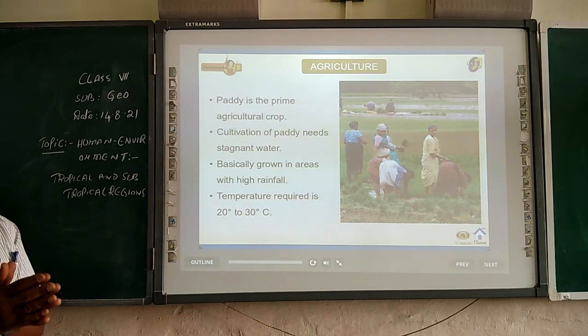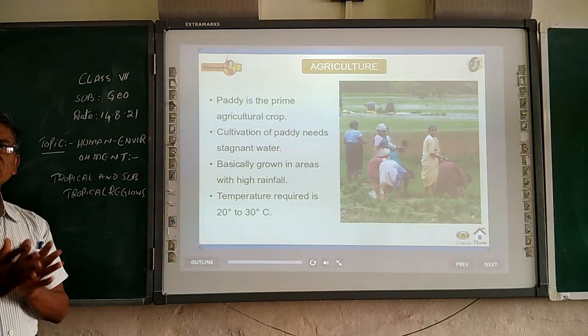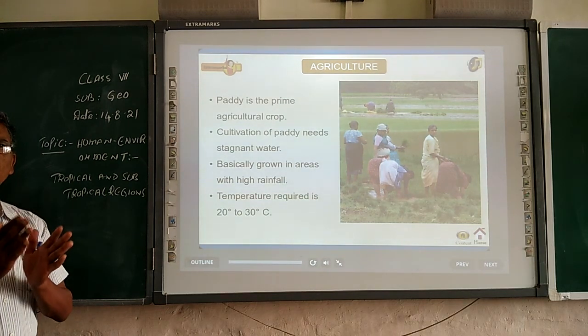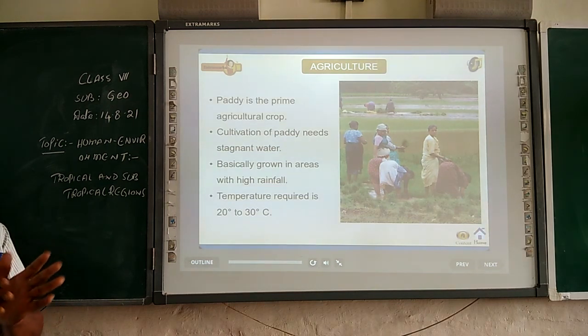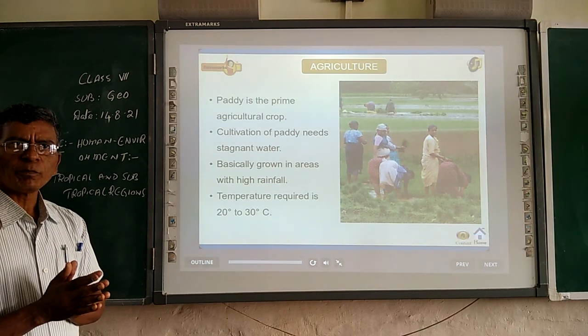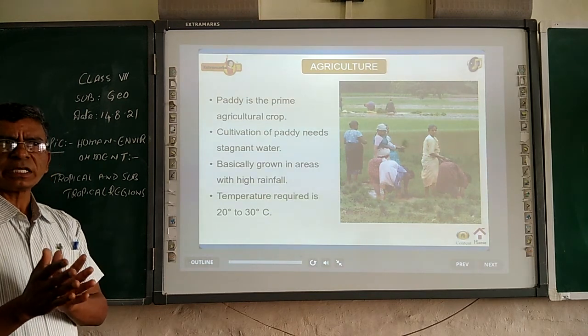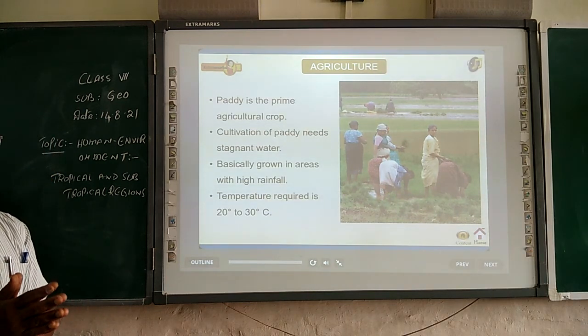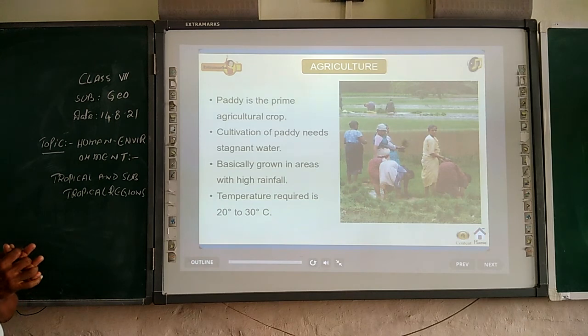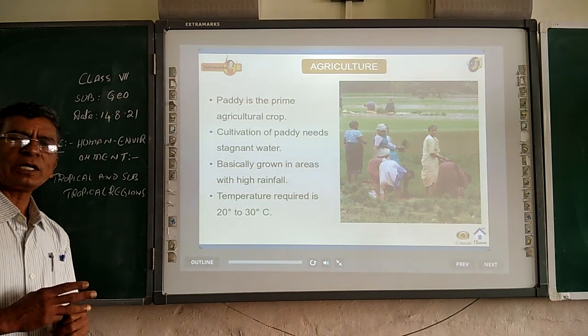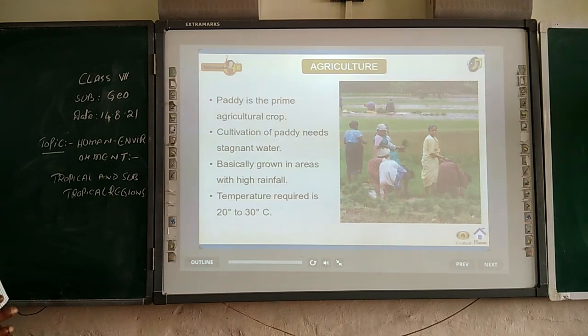Always water should be stagnant. That means it requires heavy rainfall, almost 150 to 200 centimeters of rainfall. And that's why water should be stagnated. And the temperature between 20 to 30 degrees centigrade, we can say more than 25 degrees centigrade. High temperature, the temperature must be very high. And rainfall, it is heavy rainfall.